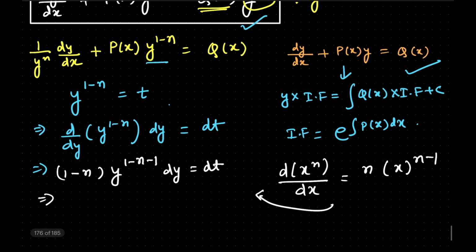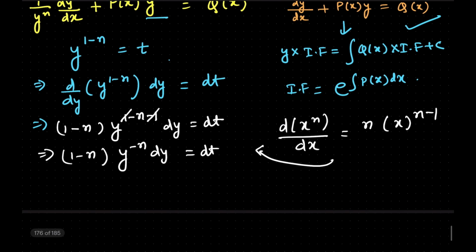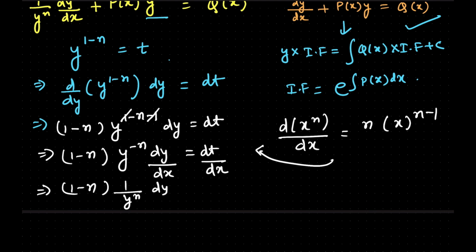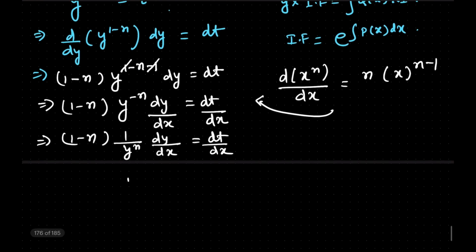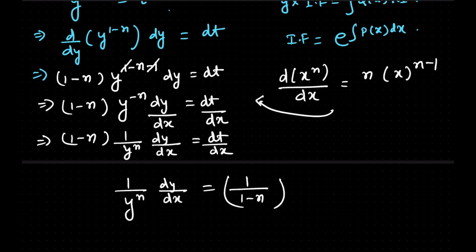So 1 minus n, y to the power of minus n dy is equal to dt. Now let's divide both sides by dx, both left hand side and right hand side. Rewriting it again, 1 minus n, 1 by y to the power of n dy by dx is equal to dt by dx. So finally 1 by y to the power of n dy by dx can be written as 1 by 1 minus n dt by dx.